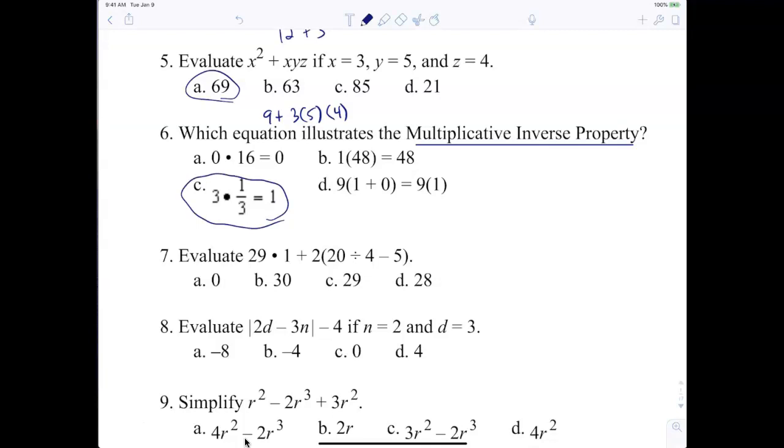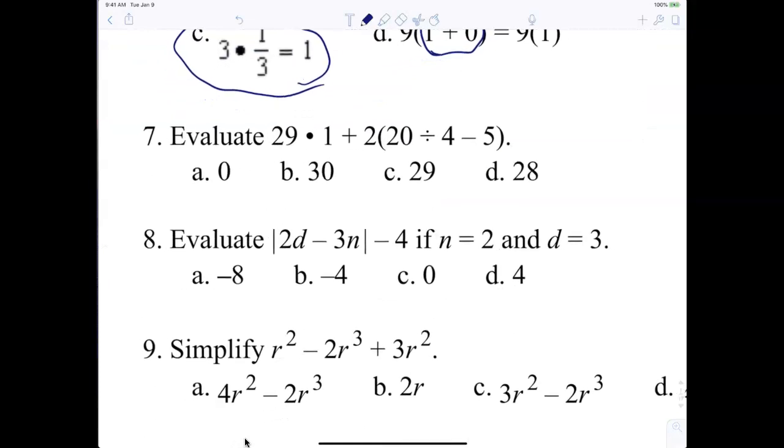Alright, A would be called the zero property. B would be the identity for multiplication. And C would be the zero property or the identity property because you're adding 0. Alright, again, more order of operation.